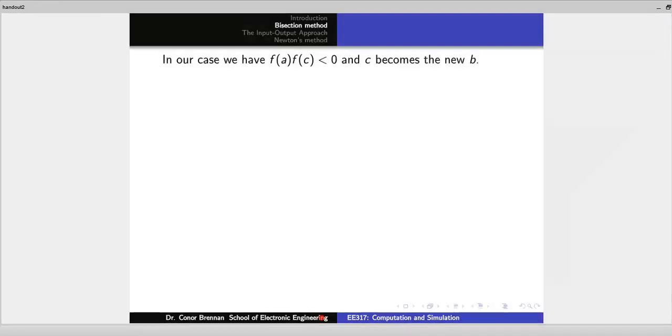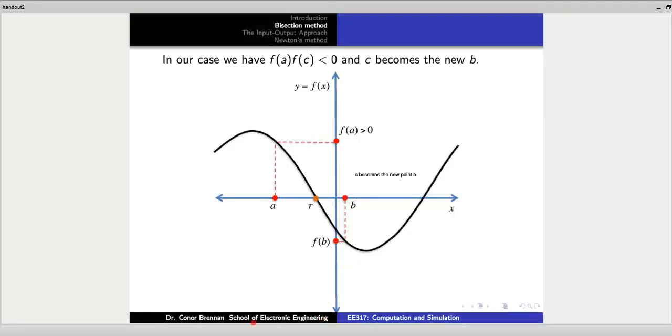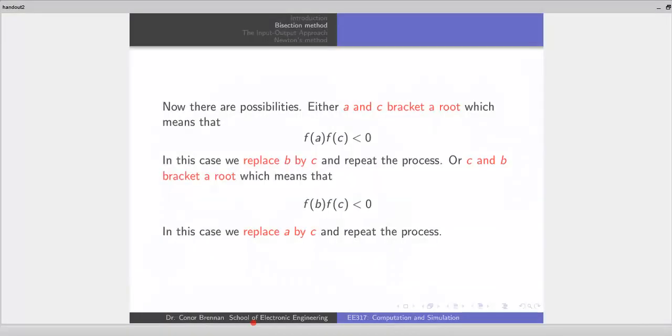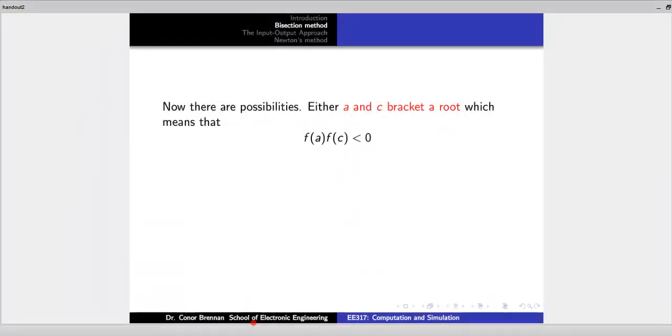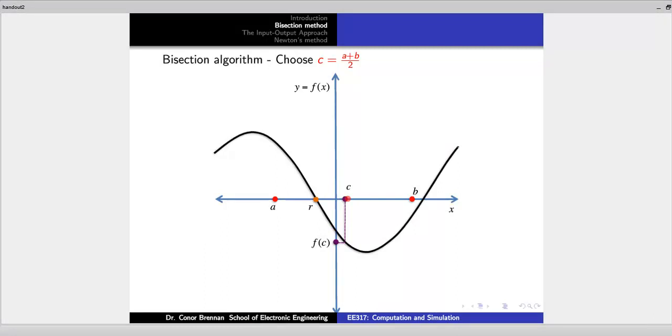Now one of two things happens. Either A and C bracket a root, in other words the root is somewhere between A and C, or alternatively C and B bracket a root. It's very easy to check. We do the same check as before.